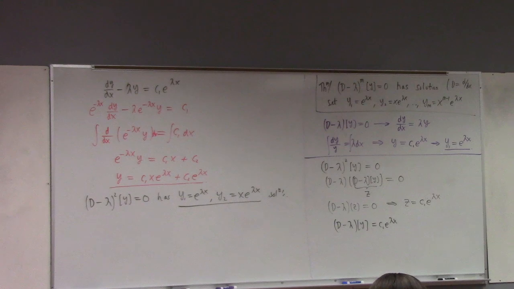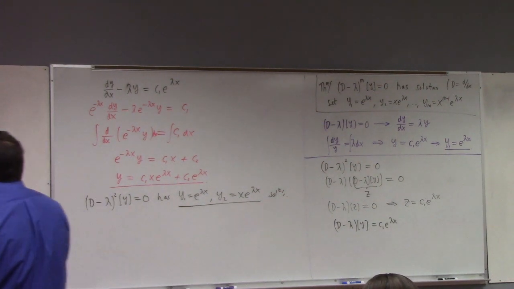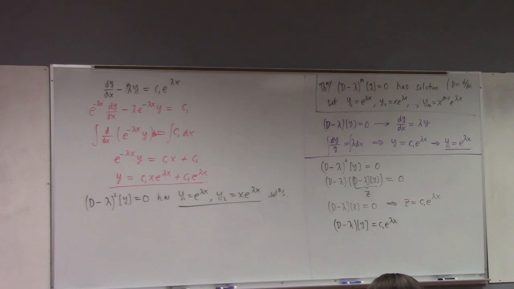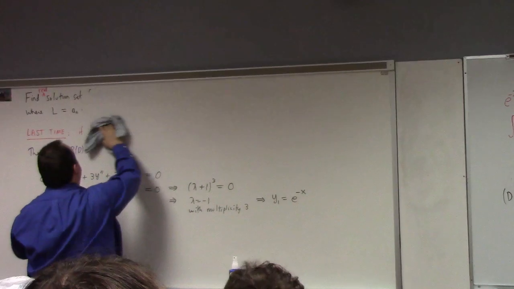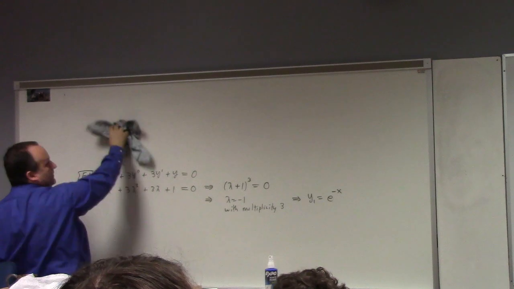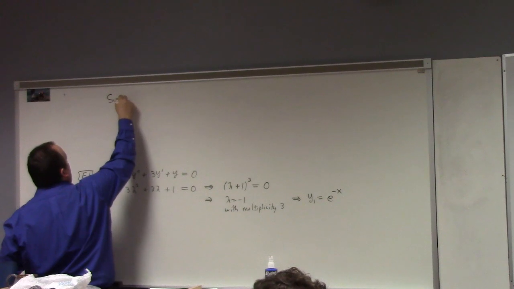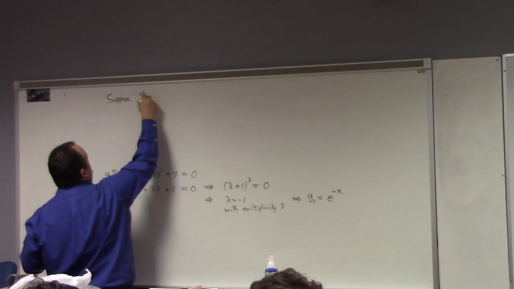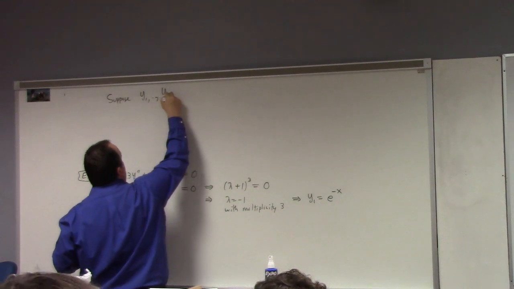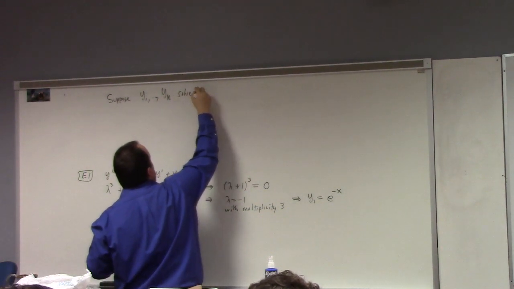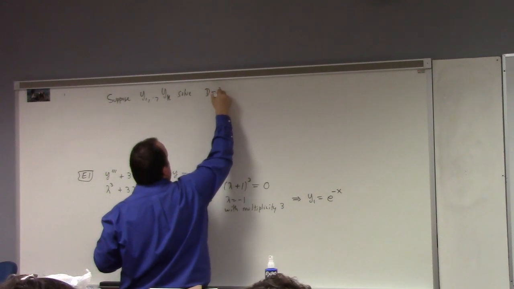And my claim is that this just keeps happening. And so we could prove that with, probably, mathematical induction is the nicest way to prove that. Do you guys know mathematical induction? How do we do that? Assume it's true for k, right? So suppose you've got y1 through yk solve (D minus lambda).